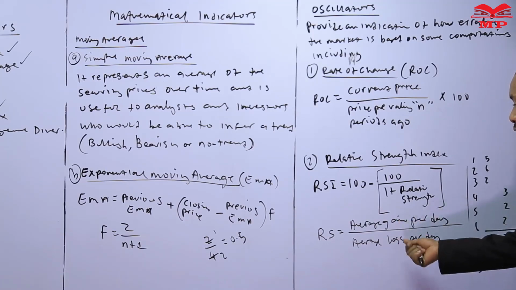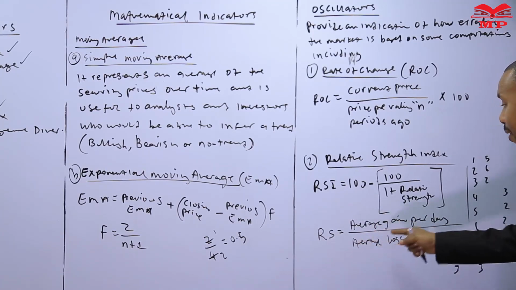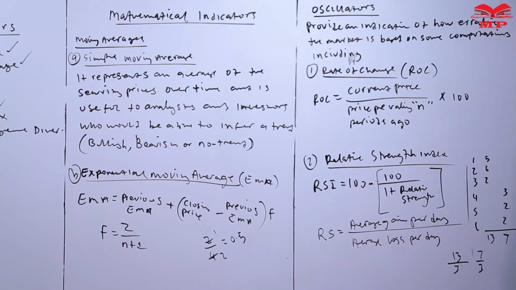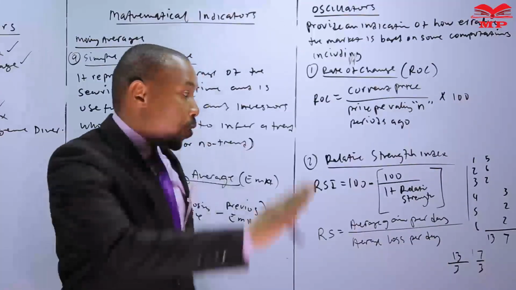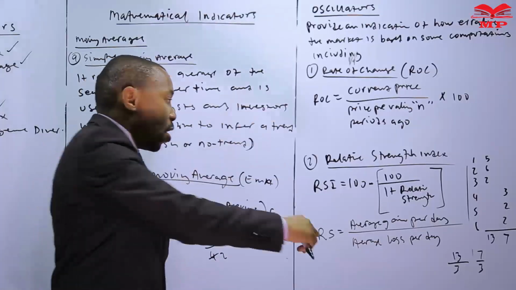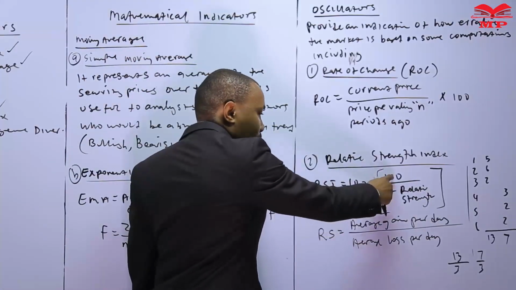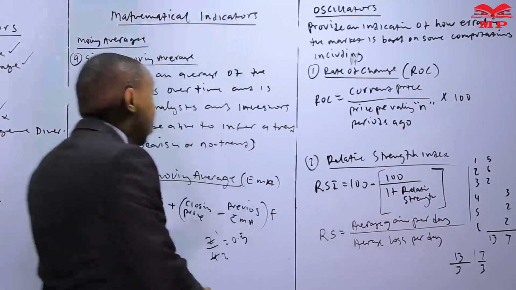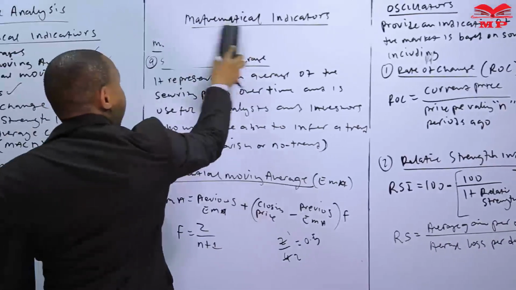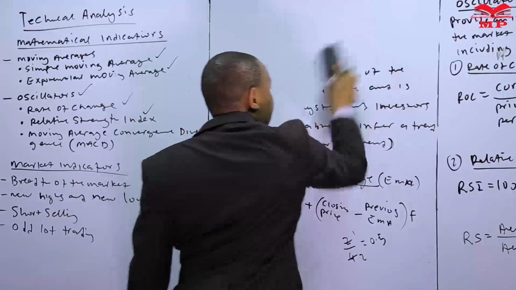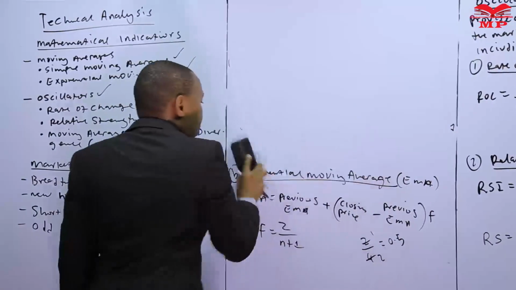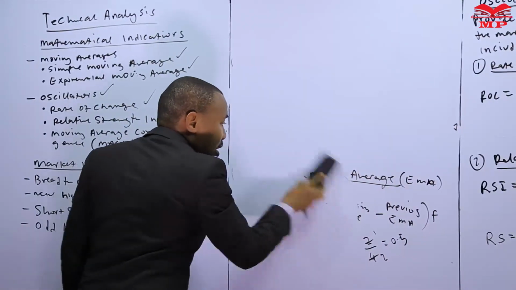Once we have the relative strength, we plug that into this formula, which provides an indication of the oscillation within the market. So we get 100 minus 100 over 1 plus the relative strength. Let's just do it over here so that we understand how we compute the relative strength index.